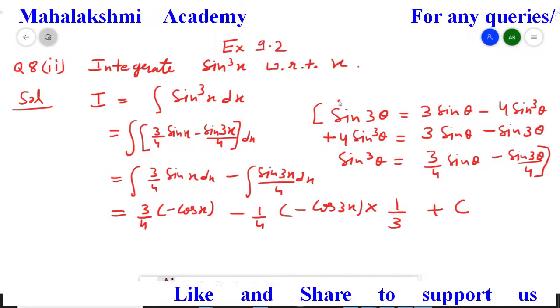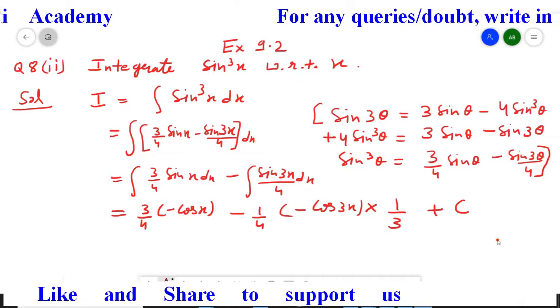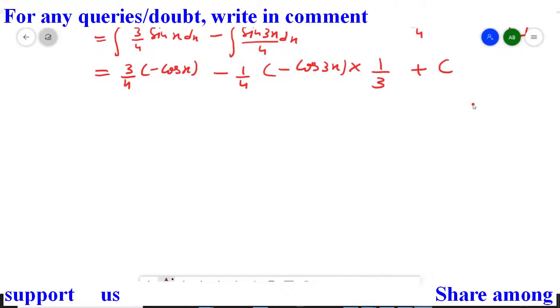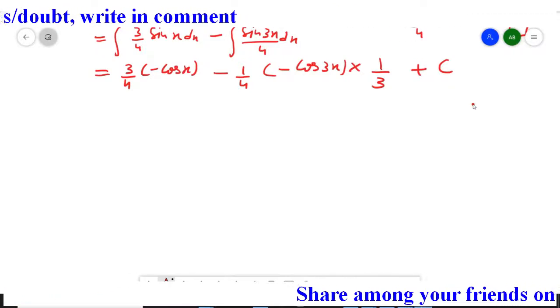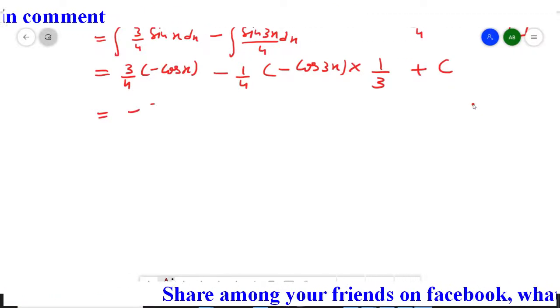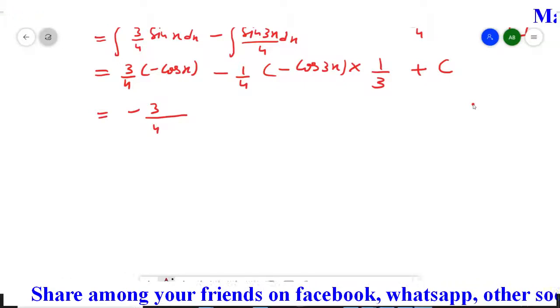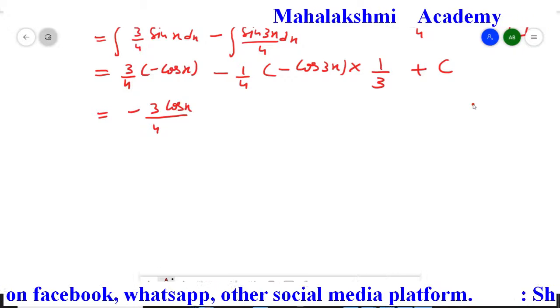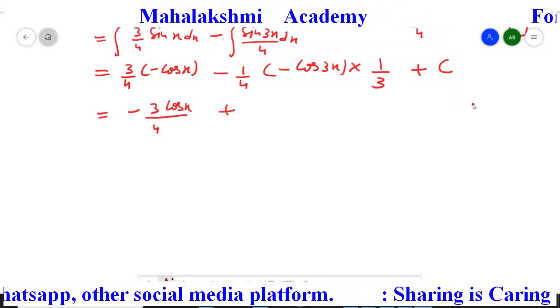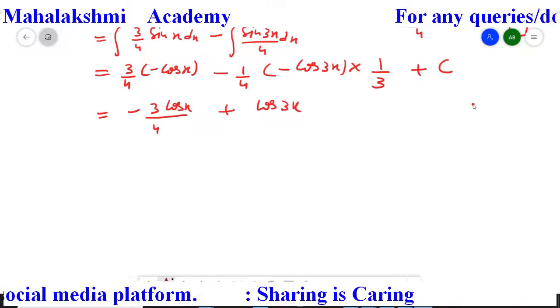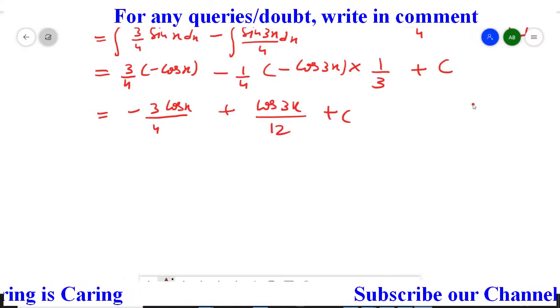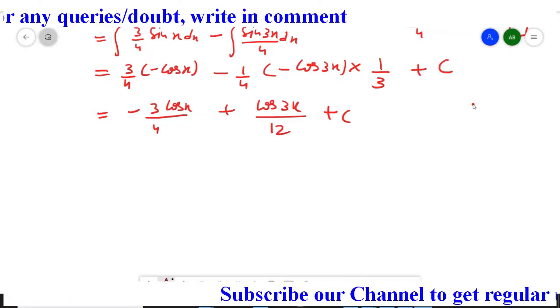Now when we simplify, we are going to get minus 3 upon 4 cos x as it is. This 4 multiplied by 3 is 12, minus minus is plus. So plus cos 3x upon 12 plus c. So that's the answer of question number 8, second part.